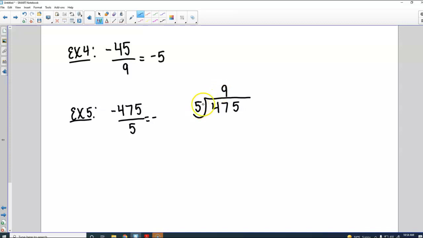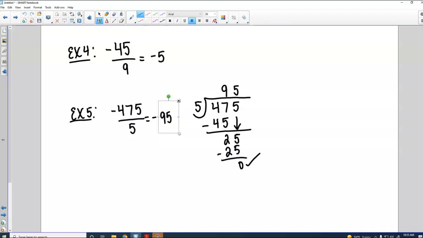So then we multiply 9 times 5 is 45. Subtract, we get 2. Bring down, we get 25. Everything I'm giving you today should go evenly, although it won't always go evenly like in everything you run into. But 5 goes into 25 5 times. 5 times 5 is 25. Subtract 0. That tells you you're done. So we would get, in this case, negative 95 for our answer.